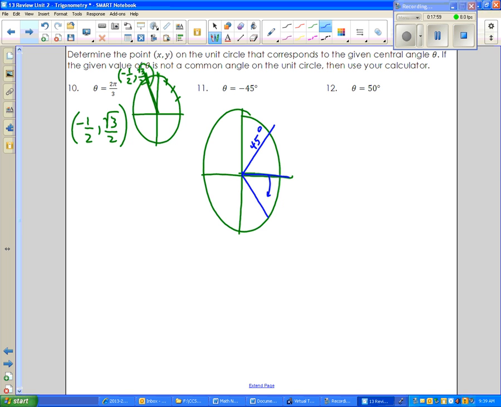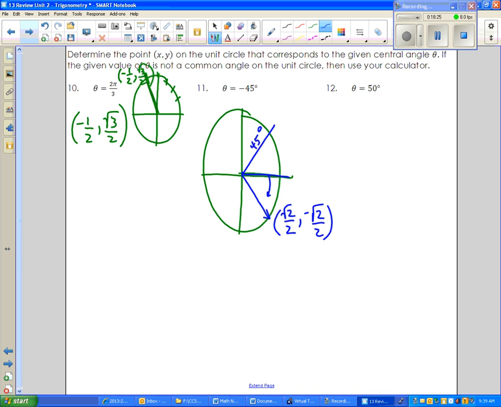So a negative 45-degree angle is going to put me down here in the 4th quadrant. And that's going to be the square root of 2 over 2 and negative square root of 2 over 2. Okay, if you're not comfortable with that, you can certainly add 360 to that, and then that'll help you figure out the coordinates of the point.